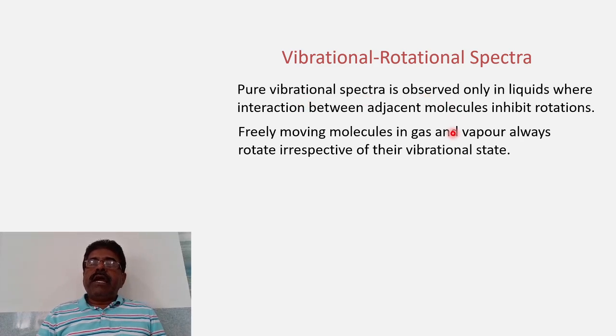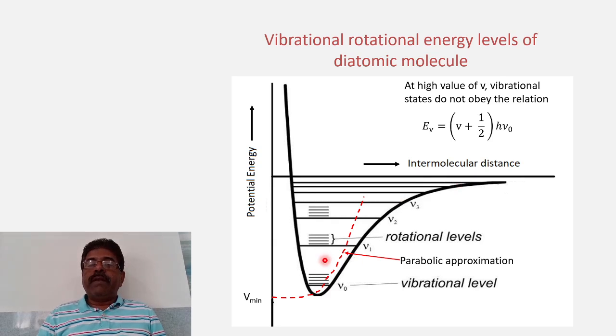But if you consider a gas or vapor, then the molecules are free. So along with their vibrational state, they can also perform rotation. So what will happen in this case? The vibrational state and rotational state are present in parallel at the same time. So vibrational levels and rotational levels can be represented in the same diagram, as we have shown here. These are the vibrational levels.